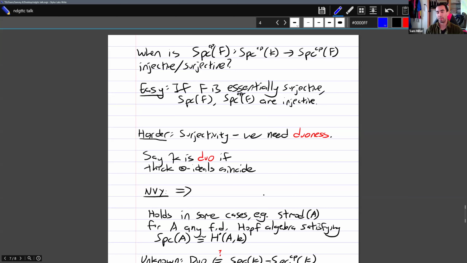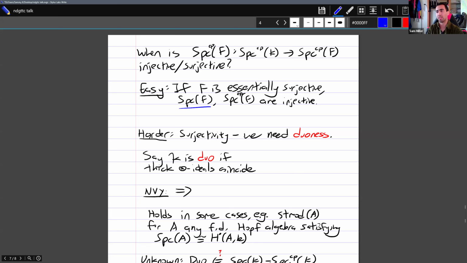On the other hand, while working with complete primes, since this is functorial, we can ask when is this injective or surjective? The easy case is injectivity. If F is essentially surjective, then in fact this is well defined, and both of these induced maps on spectra are injective. The harder version, though, is surjectivity.